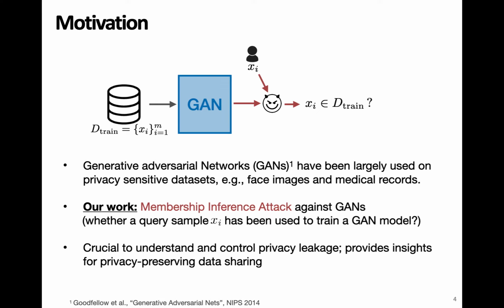However, the corresponding privacy risk is not well studied. In this paper, we investigate membership inference attack against GANs, with which we hope to better understand and control the privacy leakage when deploying GANs. Also, we aim to provide insights for research in the field of privacy-preserving data sharing.